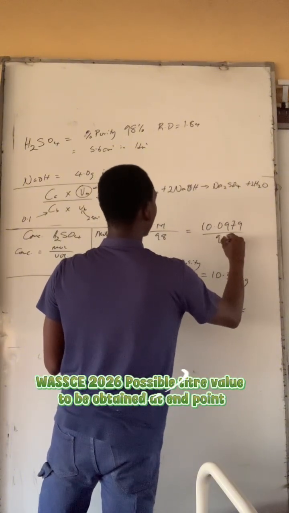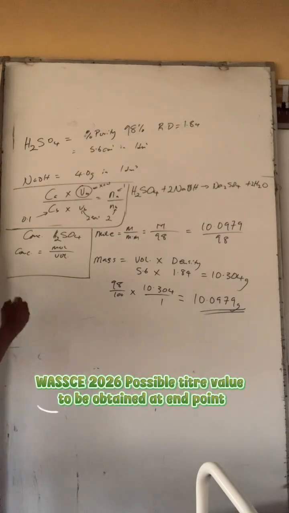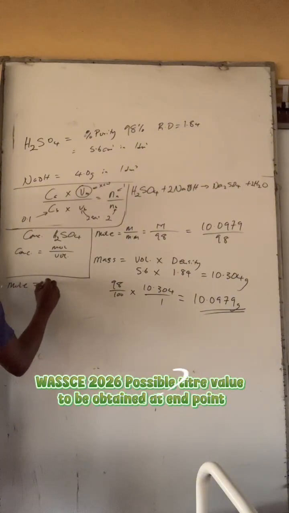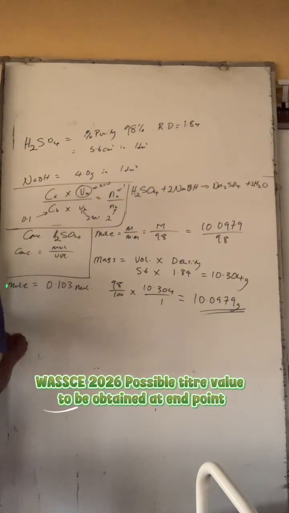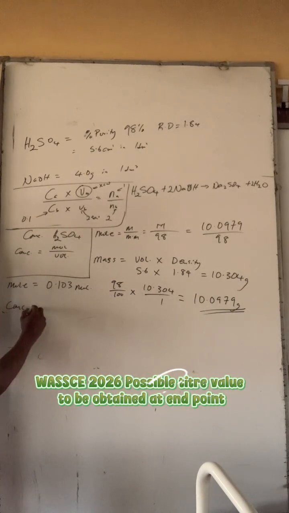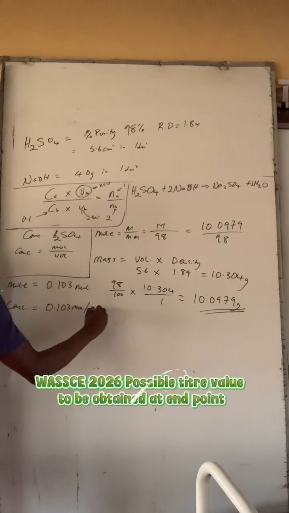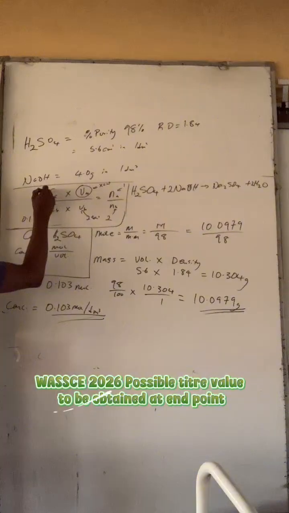Now we've gotten our mass to be 10.0979, all over 98, which is the molar mass. Now the mole is 0.103 mole. Now let's calculate the concentration. Since it's in 1 dm cube, the volume is 1 dm cube, we simply say 0.103 mole in 1 dm cube.